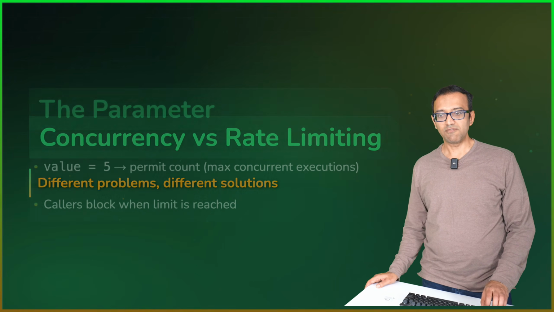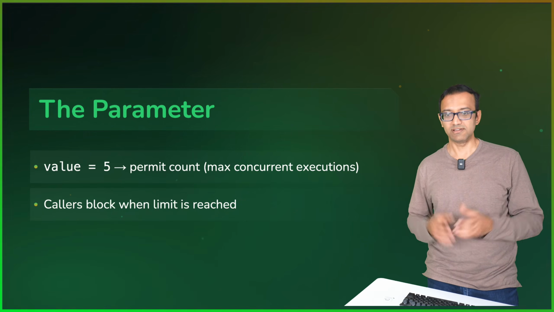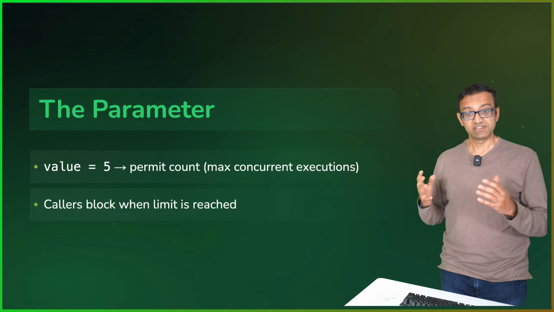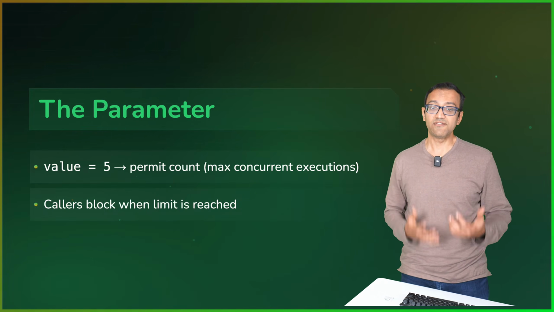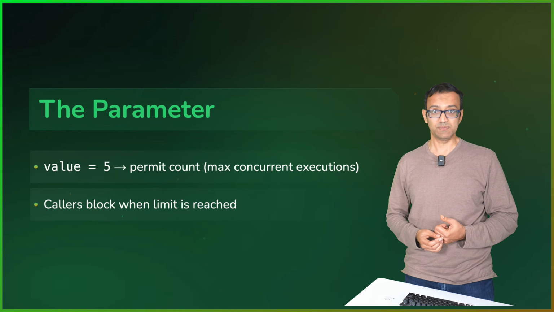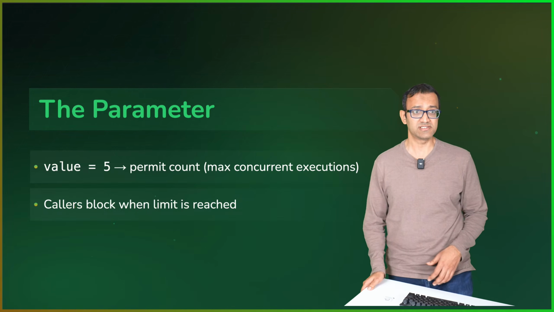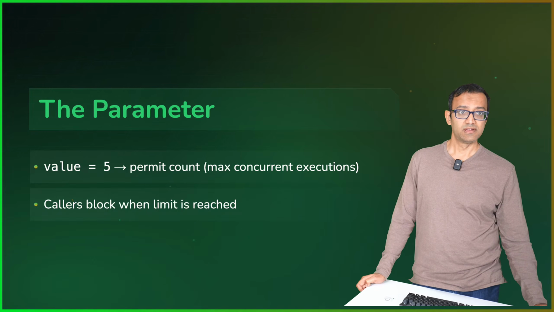So there is only one parameter for this annotation, which is the value, or just the number in the annotation, which sets the permit count. When you say 5, that means only 5 can execute at the same time. All right? It's a very simple annotation, not a lot of configuration as well. It's just one value.